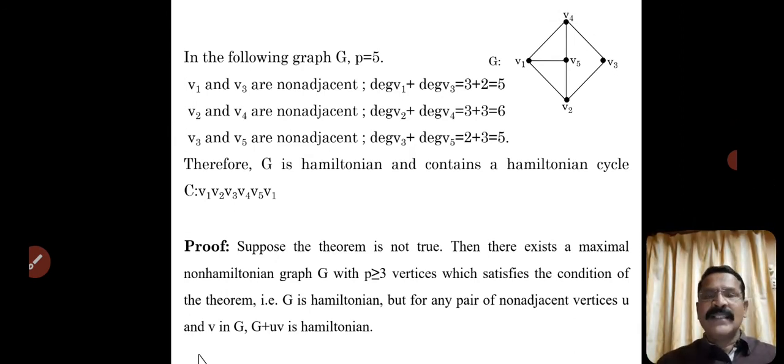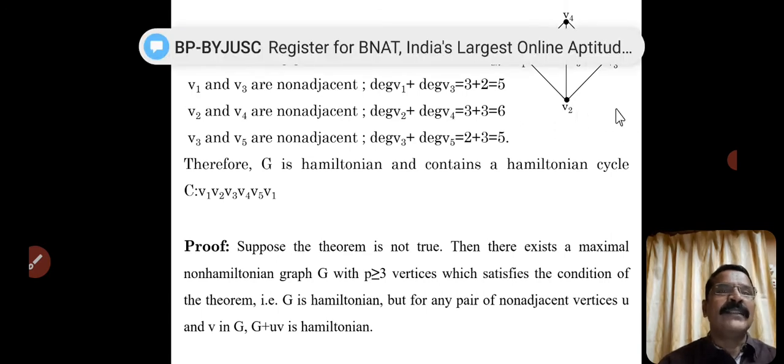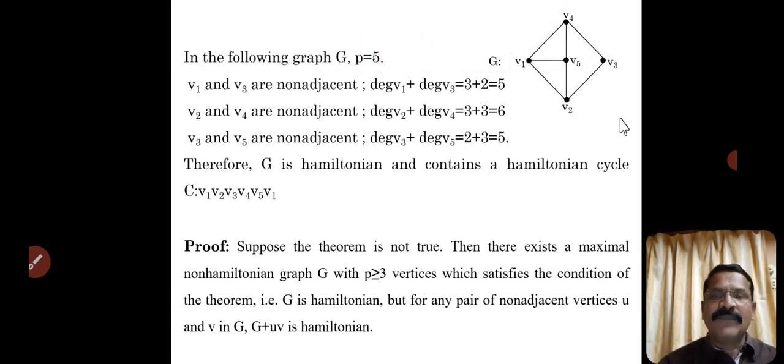Similarly, if I add the degrees of the vertices V2 and V4, which are non-adjacent, so degree of V2 plus degree of V4. If you observe the graph, you may see those values. If you find the sum of the degrees of those two vertices, then it is 6. Similarly, if I consider the degrees of V3 and V5, because they are non-adjacent vertices, the degree of V3 is 2 in this graph, and the degree of V5 is 3. So therefore it will be 5.